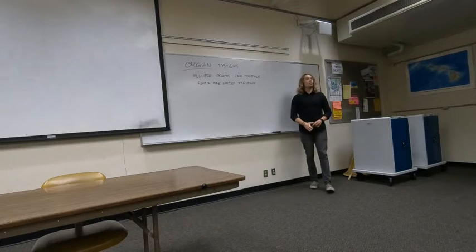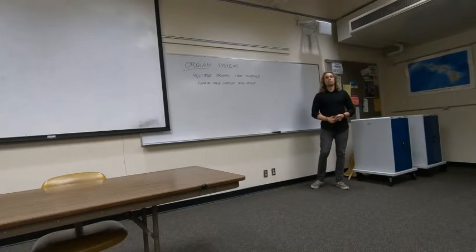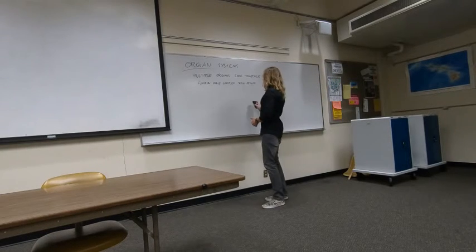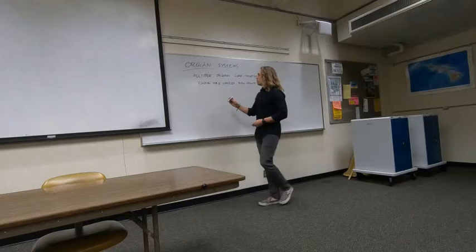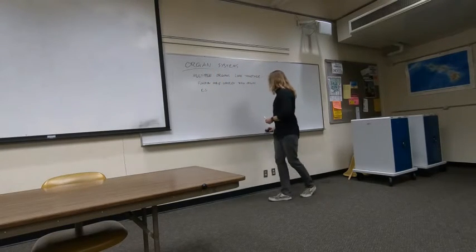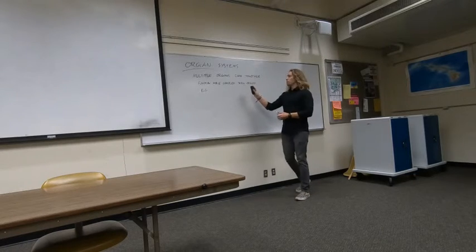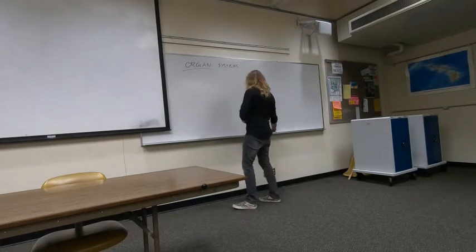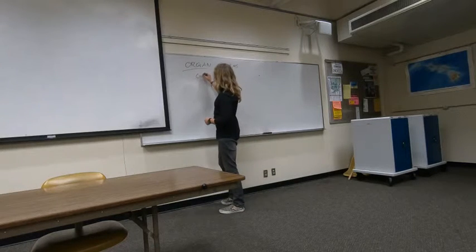What's an example of an organ system? Circulatory. Perfect, that's exactly what I was hoping someone was going to say. Is everybody done with this? Not much on there. So we have the circulatory system.